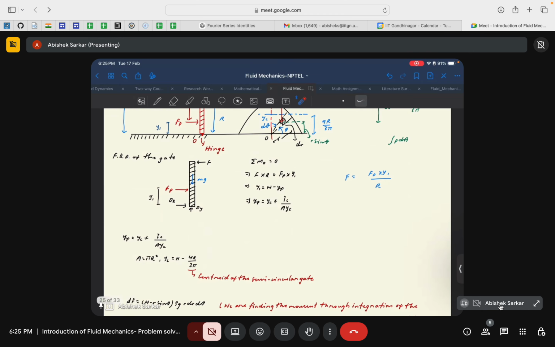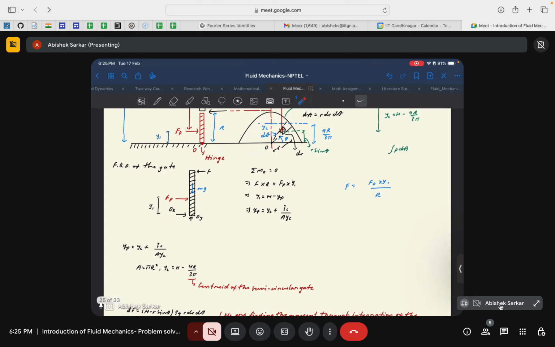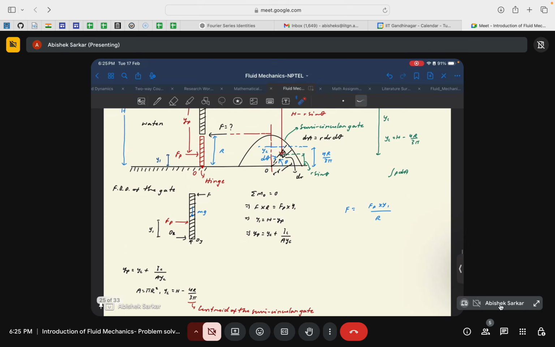So in the case of a semicircular disc, again this diagram does not look semicircular, I'm sorry for that, it looks more like an ellipse, but actually it is a semicircle. And we know that for a semicircle, the centroid lies at a distance of 4r by 3 pi from the base. Okay, so that's what is denoted here.